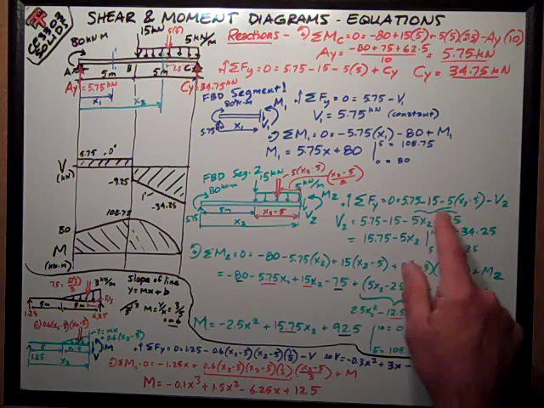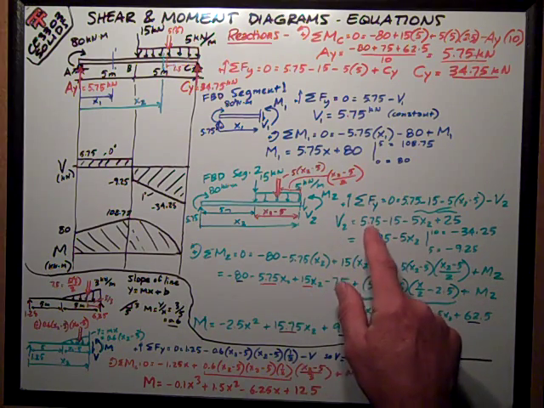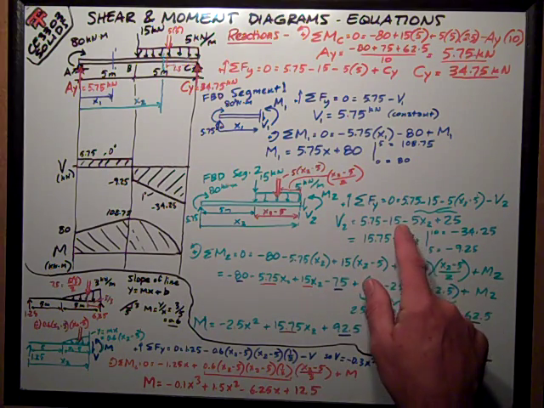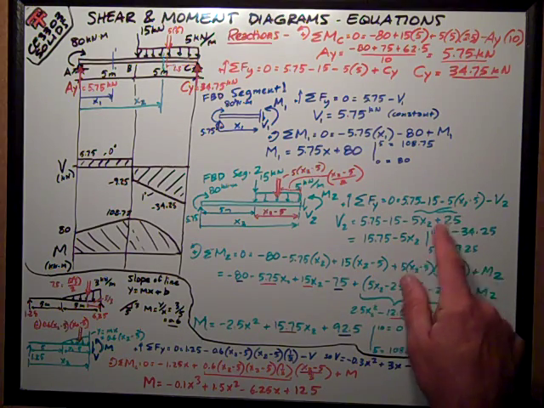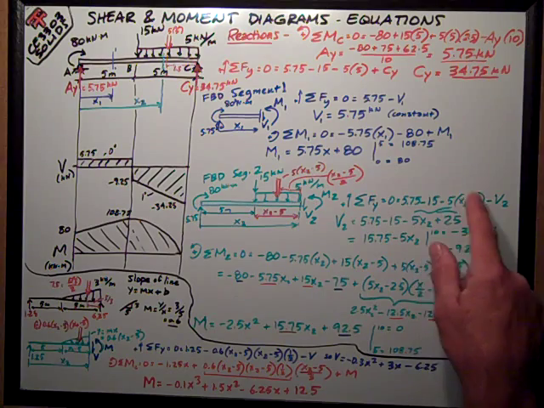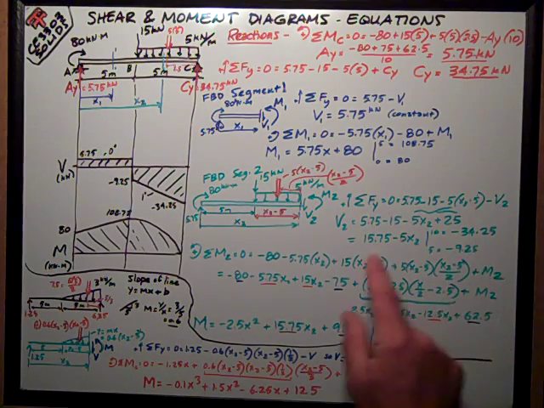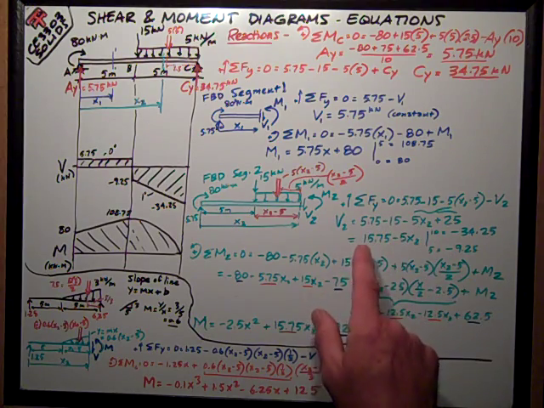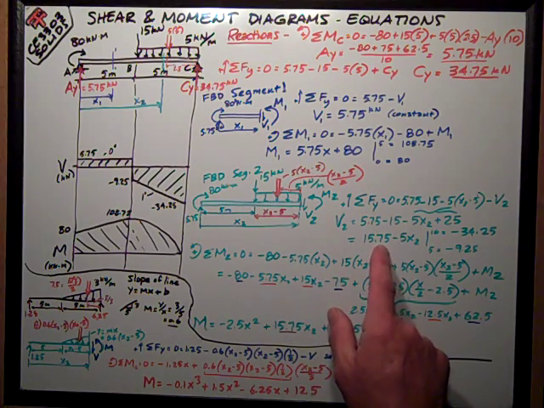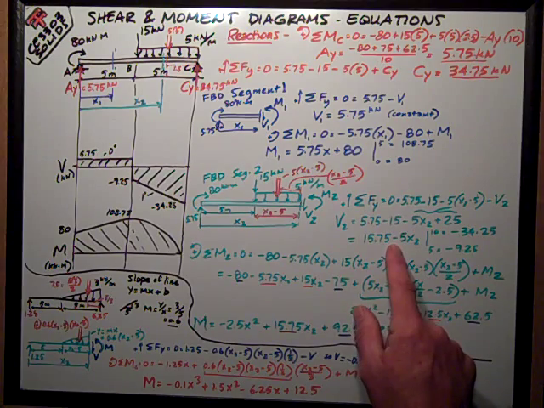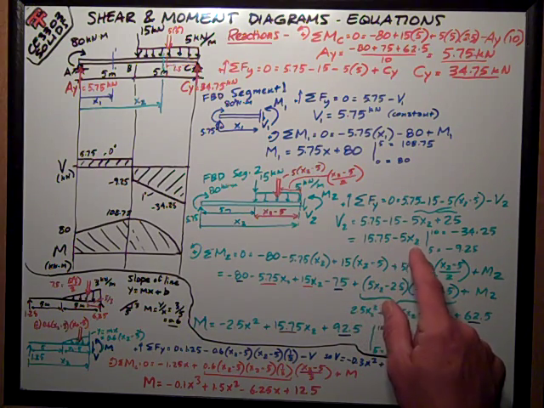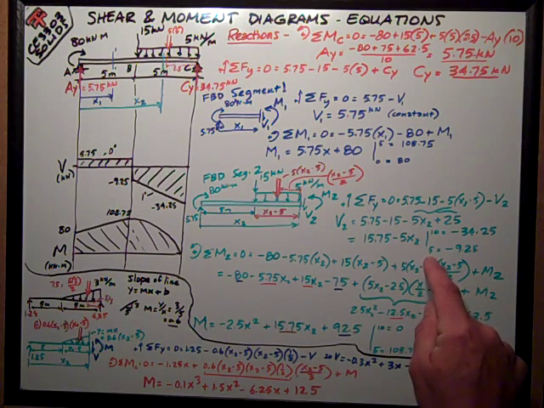Rearrange, do all the math. I get V2 is equal to 5.75 minus 15 minus 5 times x2 plus 25. I'm just distributing that 5 over the quantity x2 minus 5. Combining my common terms, I get that V2 is equal to 15.75 minus 5x2. Evaluated at its boundary conditions of 5 and 10.